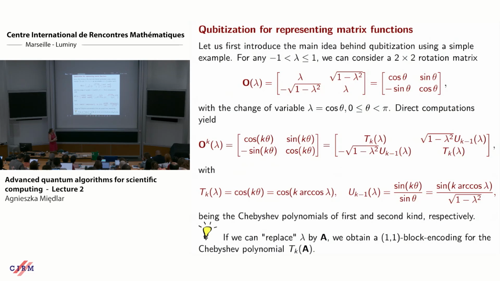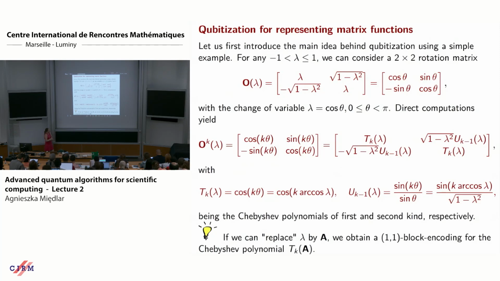In a sense, what is sitting here is the kth Chebyshev polynomial evaluated at lambda, and some other stuff. In this case, we also have the Chebyshev polynomial here. But what is important is that, using the rotation matrix and applying it in powers, I will get the evaluation of the kth Chebyshev polynomial at lambda. Okay?